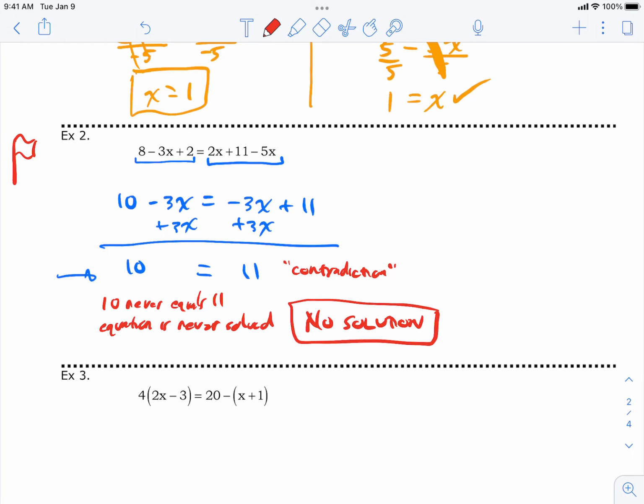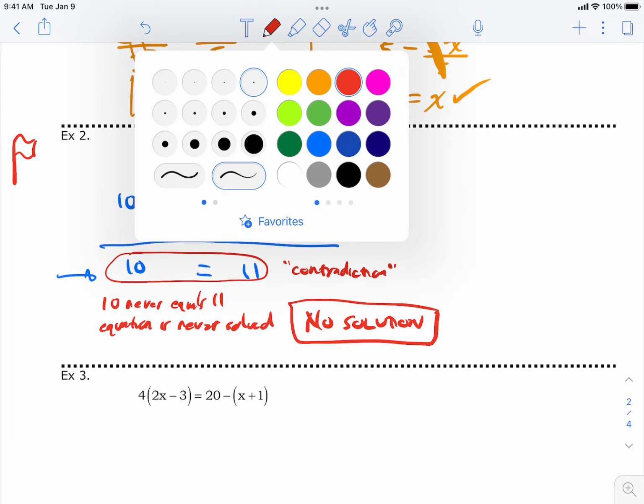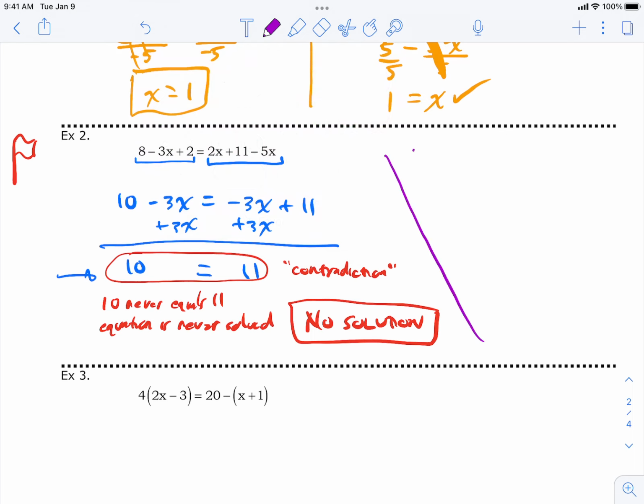So if the x goes away, you got 0x here. If the x goes away, it does. You just have to accept it. Oh, my x went away. It's gone. But then you look at what's left here, 10 equals 11, and you say, well, that's no good. 10 equals 11 is impossible. This equation is impossible. It's impossible to solve the equation. There is no solution.